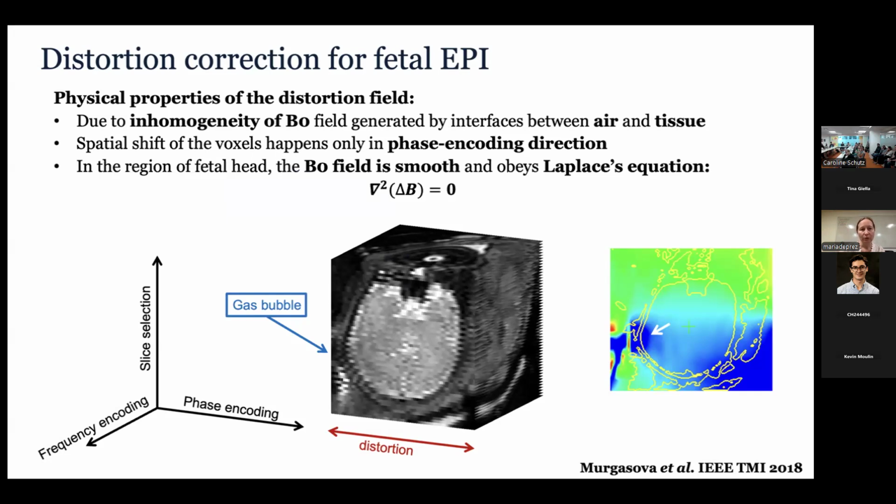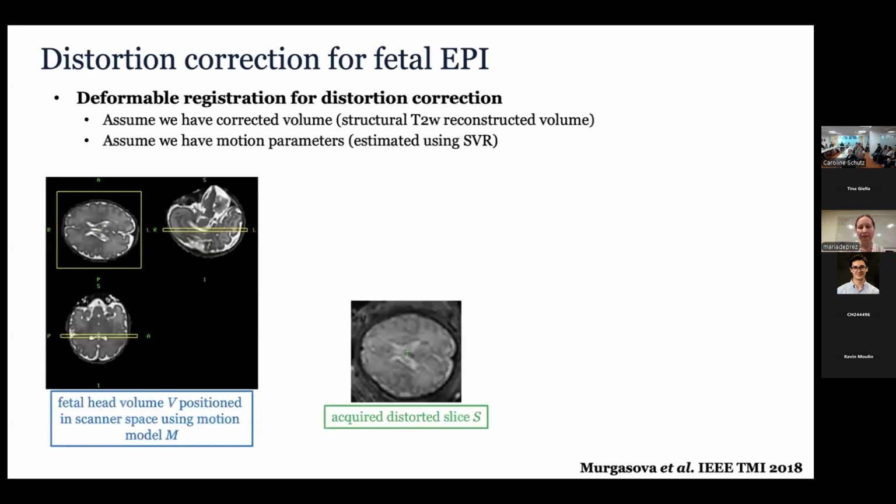And also, if we are away from the air and tissue interfaces, it will be smooth and obey the Laplacian equation. That's a bit harder actually in children and adults because we have the ear canal and air goes very close to the brain. In the fetus that doesn't happen because the fetus is within water. So actually you have less distortion in the fetus, but it's still there. But we can have a little bit easier situation in terms of smoothness of the field than we have in adult or neonatal imaging.